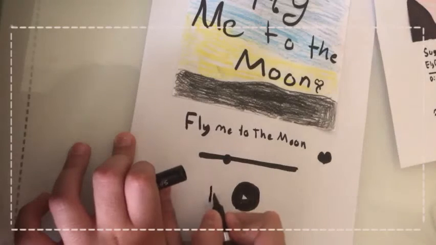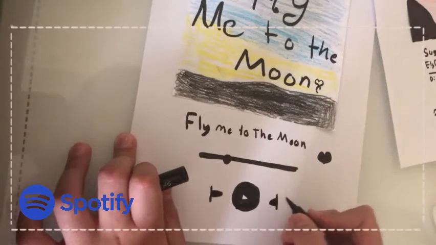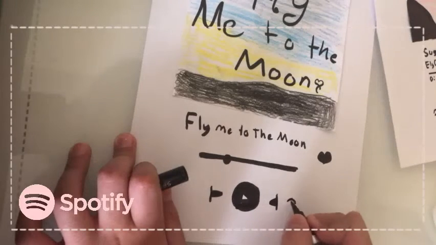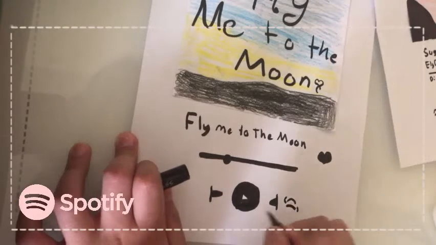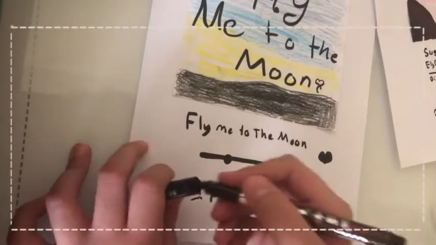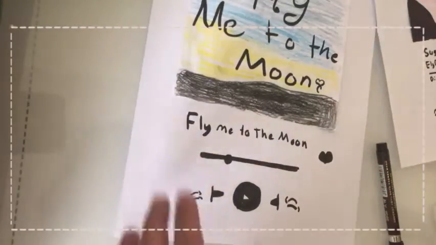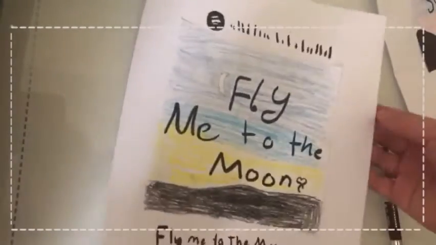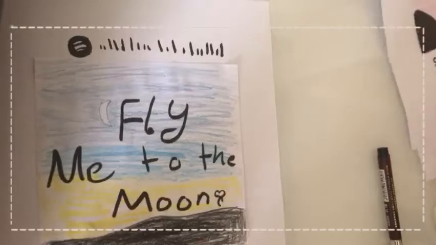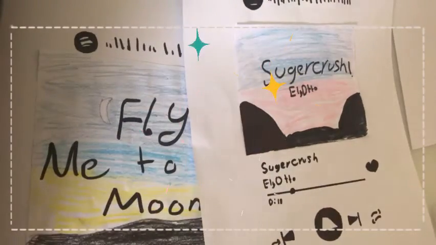Okay. So now draw the skip to the front and skip to the back buttons, and the repeat button, and an extra button for the next one. And voila! This is the first aesthetic DIY. So it's pretty simple, and I made another one for a song called Sugar Crash.